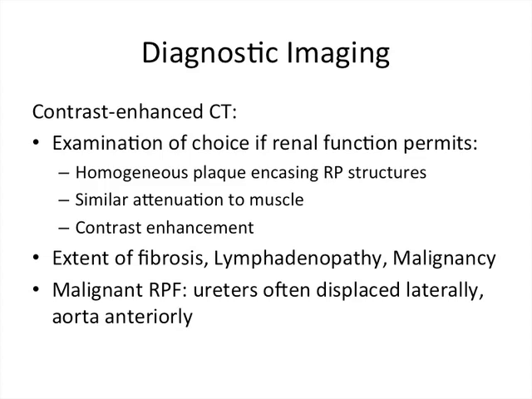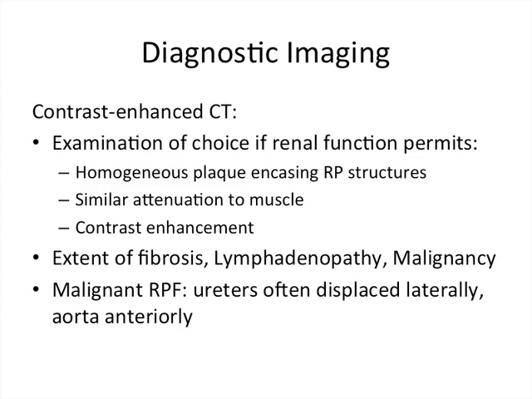So the modality of choice really is contrast-enhanced CT, although as we saw with our case earlier, non-contrast studies can be used if this is indicated by the renal function. The findings generally will show a homogeneous plaque encasing the retroperitoneal structures. There will be a similar attenuation to muscle, and there will be evidence of contrast enhancement. The other thing about CT that's handy is that it can define the extent of the fibrosis. It can evaluate for associated lymphadenopathy and also for malignant causes.